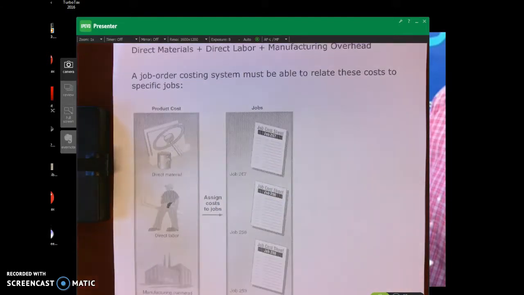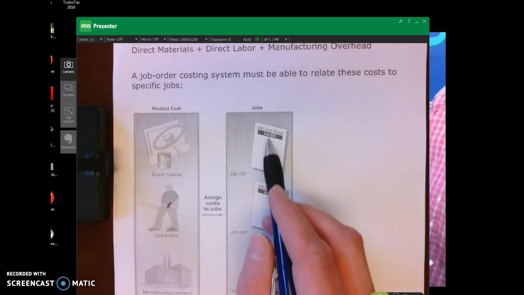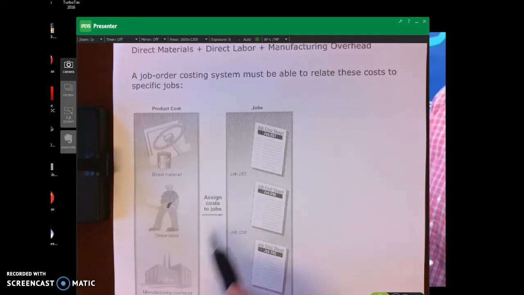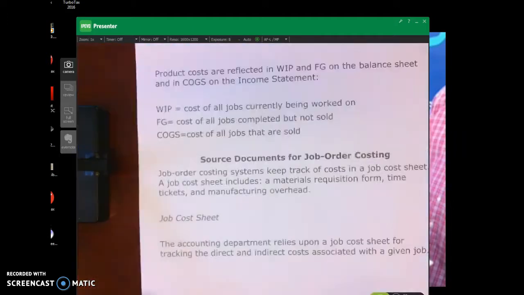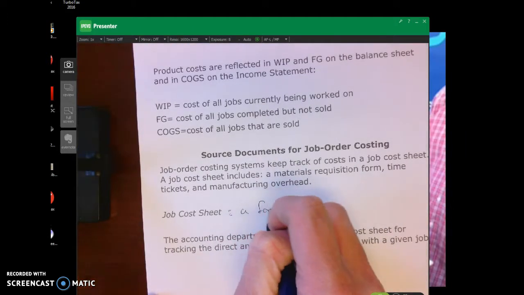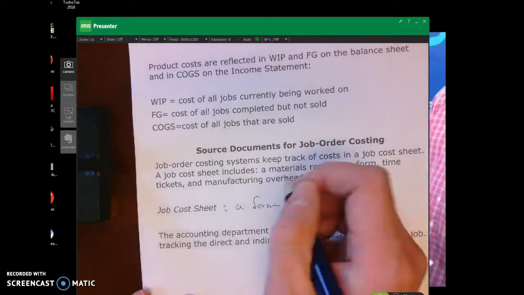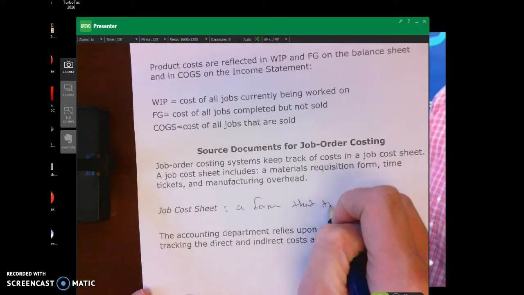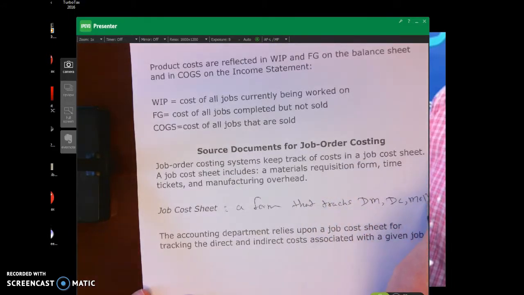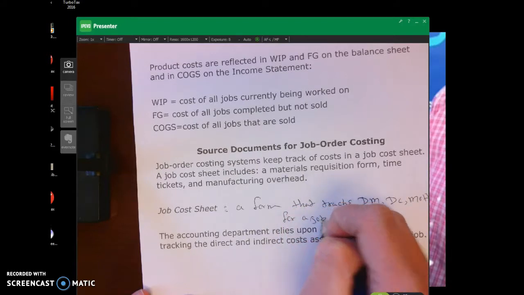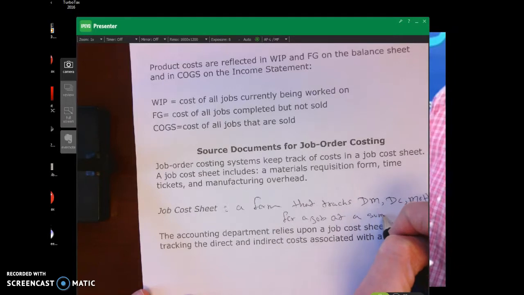So the system is going to have to track how much of the materials, labor, and overhead is used by each job. Okay? One way that we do that is with a job cost sheet. A job cost sheet is a form, usually computer generated, that tracks direct materials, direct labor, and manufacturing overhead for a job at a summary level. Okay? So a high level.